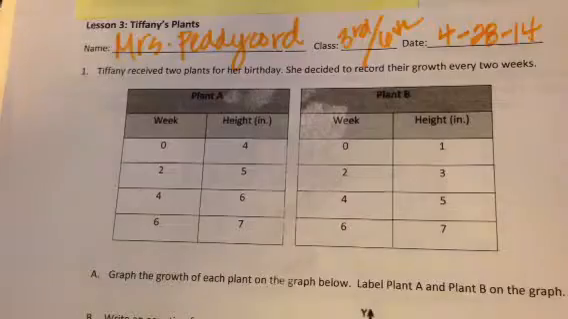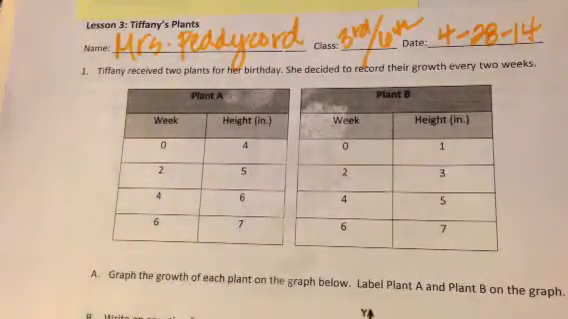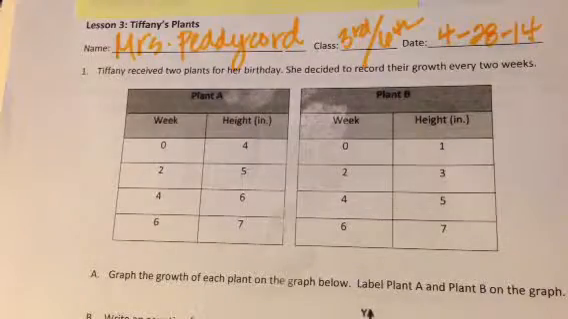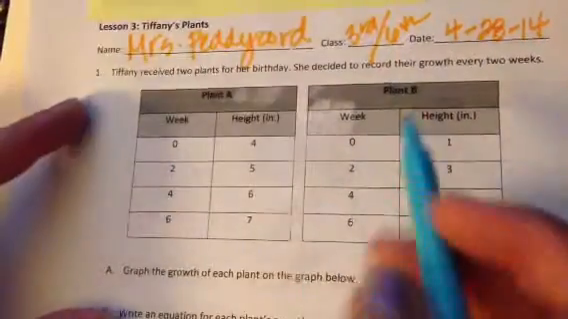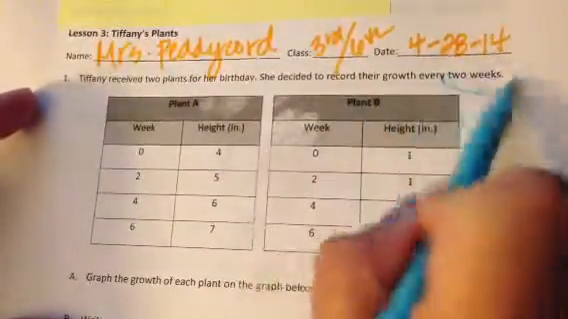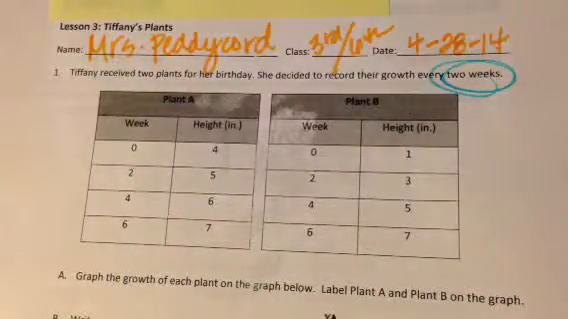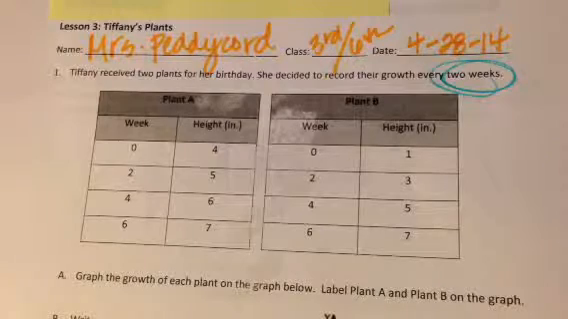Now on your Tiffany's Plant assignment, please take a look at that. One of the things that I want you to notice is that when you start to read about what Tiffany has going on and what she's doing and how she's recording her growth, it is significant in terms of your rate of change that her growth record is for every 2 weeks with plant A and plant B.